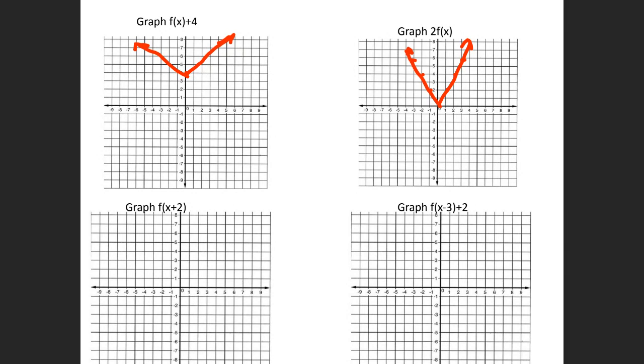Okay, if I do f of x plus 2, that means it's going to shift it to the left 2 places. So that would look something like this. These are real quick sketches, you're going to have to do a little better. And f of x minus 3 plus 2.